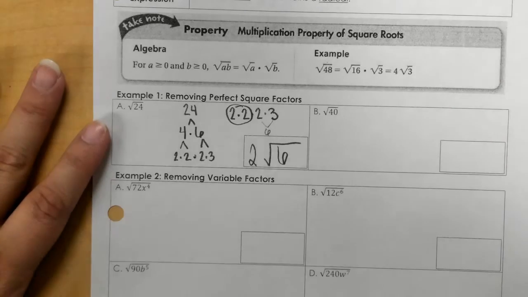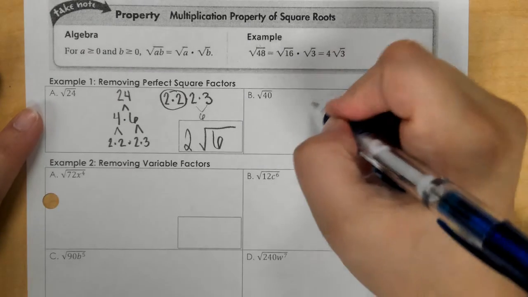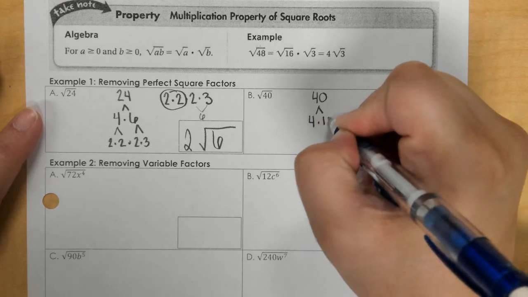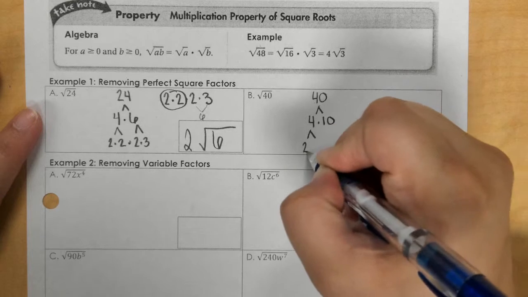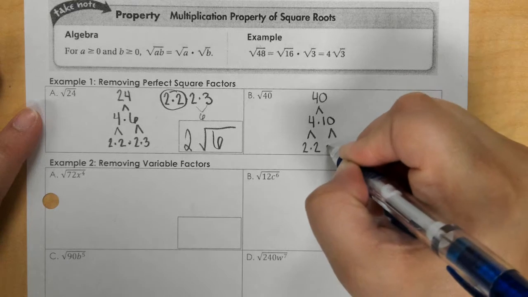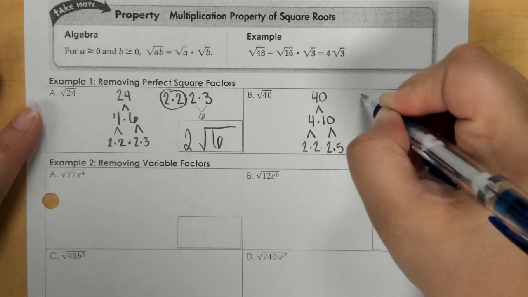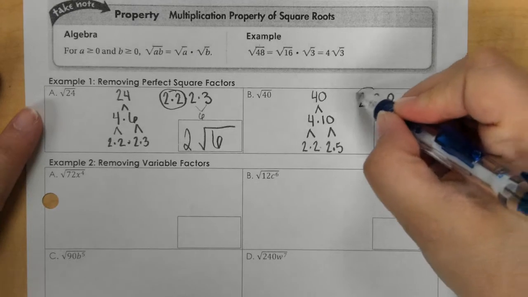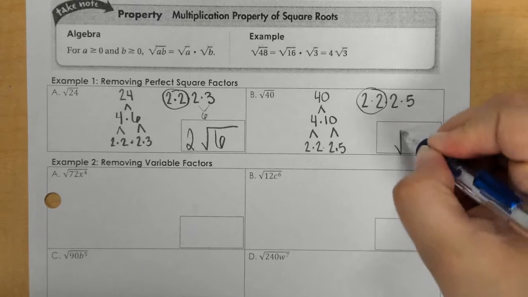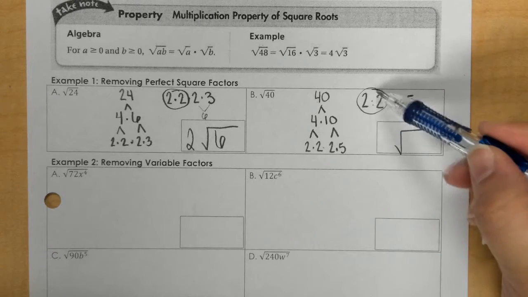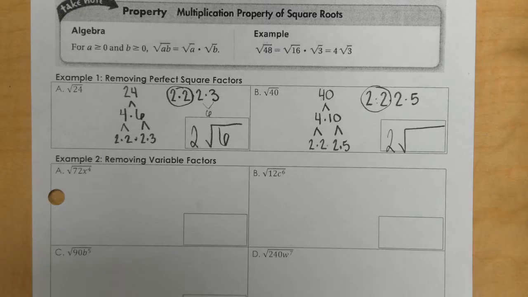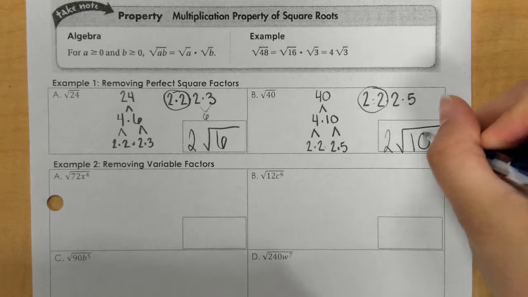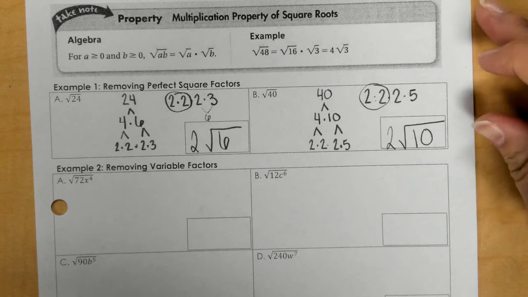So let's try again. So in part B, we have 40. So 40 we could think of as 4 and 10. So 4 is 2 and 2. 10, 2 and 5. Okay, so we have a pair of 2's. The pair, take one number from the pair, put it on the outside. Take the leftovers, multiply, put on the inside. And that's it.